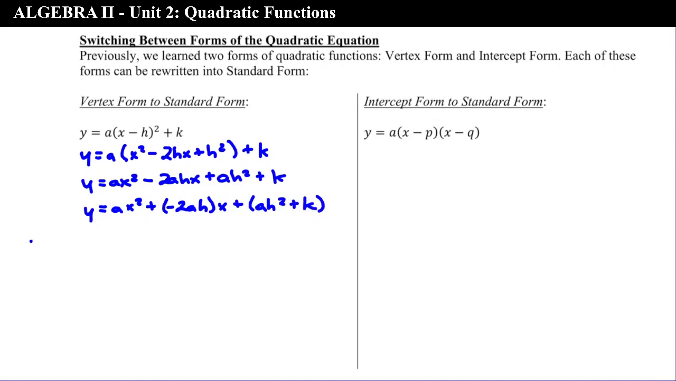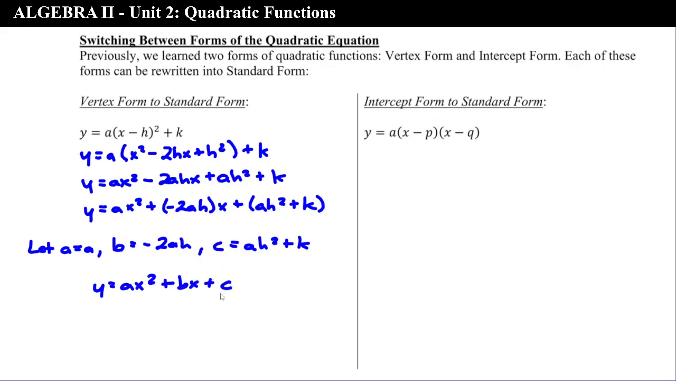Well, now I'm just going to let a equal a. Let's let b equal this negative 2ah. And let's let c equal ah squared plus k. And if I do that, then we end up with ax squared plus bx plus c. And now we're at standard form. This is referred to as a mathematical proof because we did not use any numbers. We used letters as stand-ins for the numbers or variables.